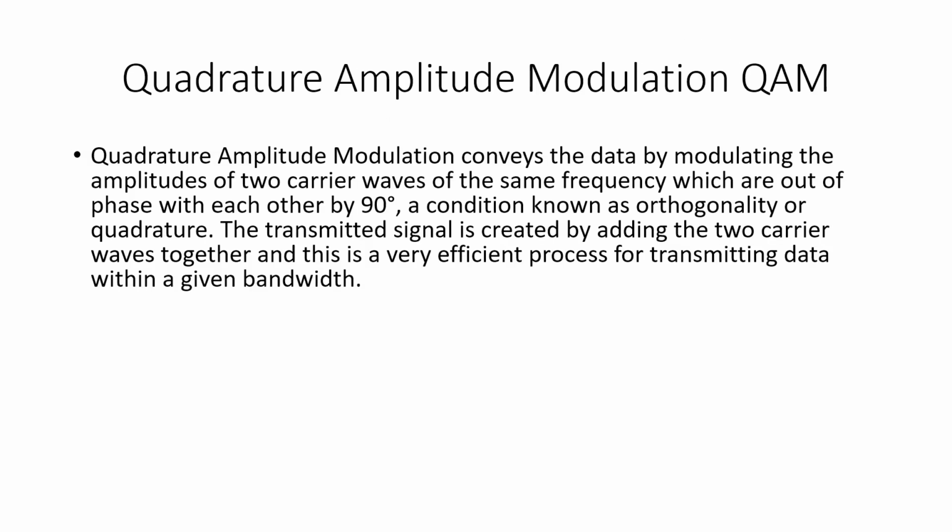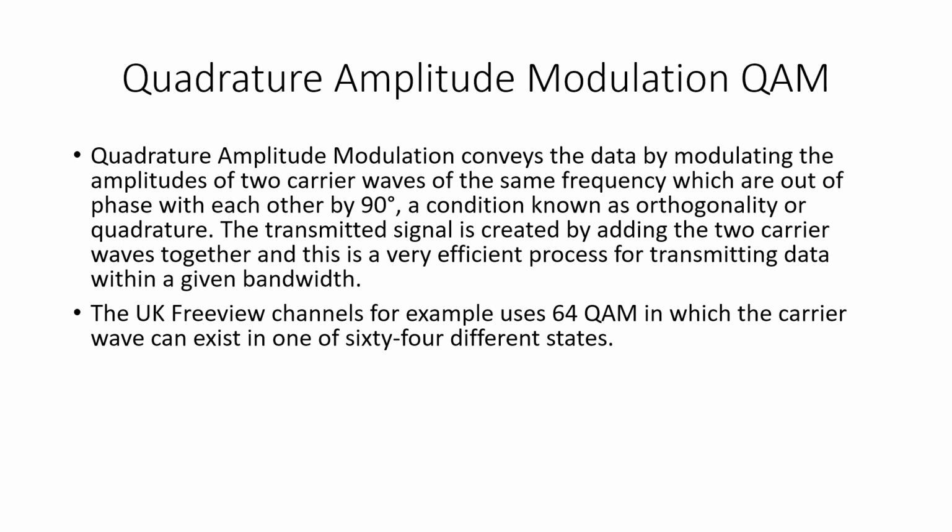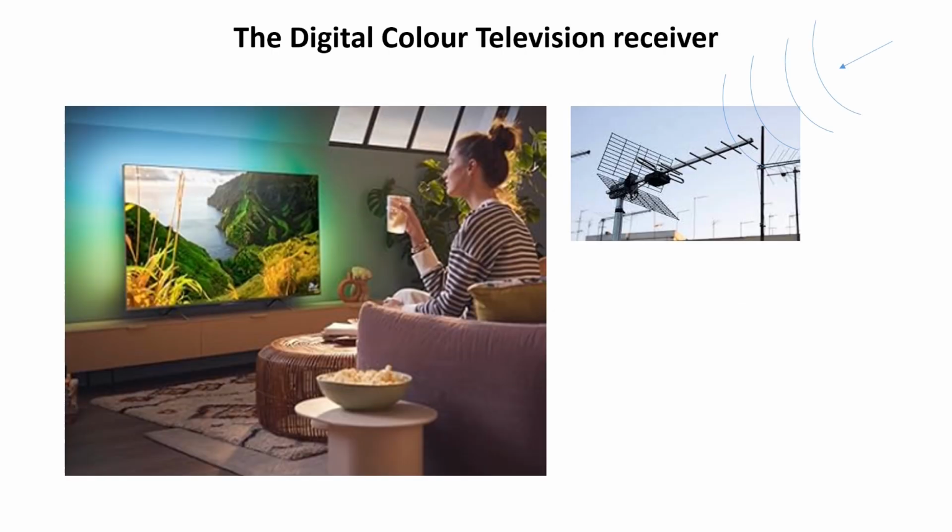Quadrature amplitude modulation conveys the data by modulating the amplitudes of two carrier waves of the same frequency, which are out of phase with each other by 90 degrees, a condition known as orthogonality or quadrature. The transmitted signal is created by adding the two carrier waves together, and this is a very efficient process for transmitting data within a given bandwidth. The UK Freeview channel, for example, used 64 QAM, in which the carrier wave can exist in one of 64 different states.